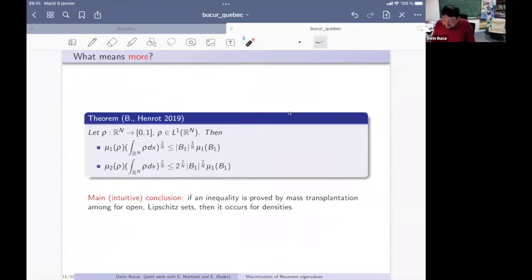On the one hand, this inequality tells us that when we maximize in the class of densities, a priori we go above the maximizer in the class of Lipschitz sets, because the class of Lipschitz sets is just a subclass in the family of densities. But now, if we are able to prove the inequality for densities, this means that this should be the correct framework in which we have to search for existence of an optimizer for mu. Also, there is a sort of intuitive conclusion: if one is able to prove an inequality by mass transplantation in the class of Lipschitz sets, then it should work for densities. Mass transplantation doesn't really care about the regularity of the set on which we arrive.